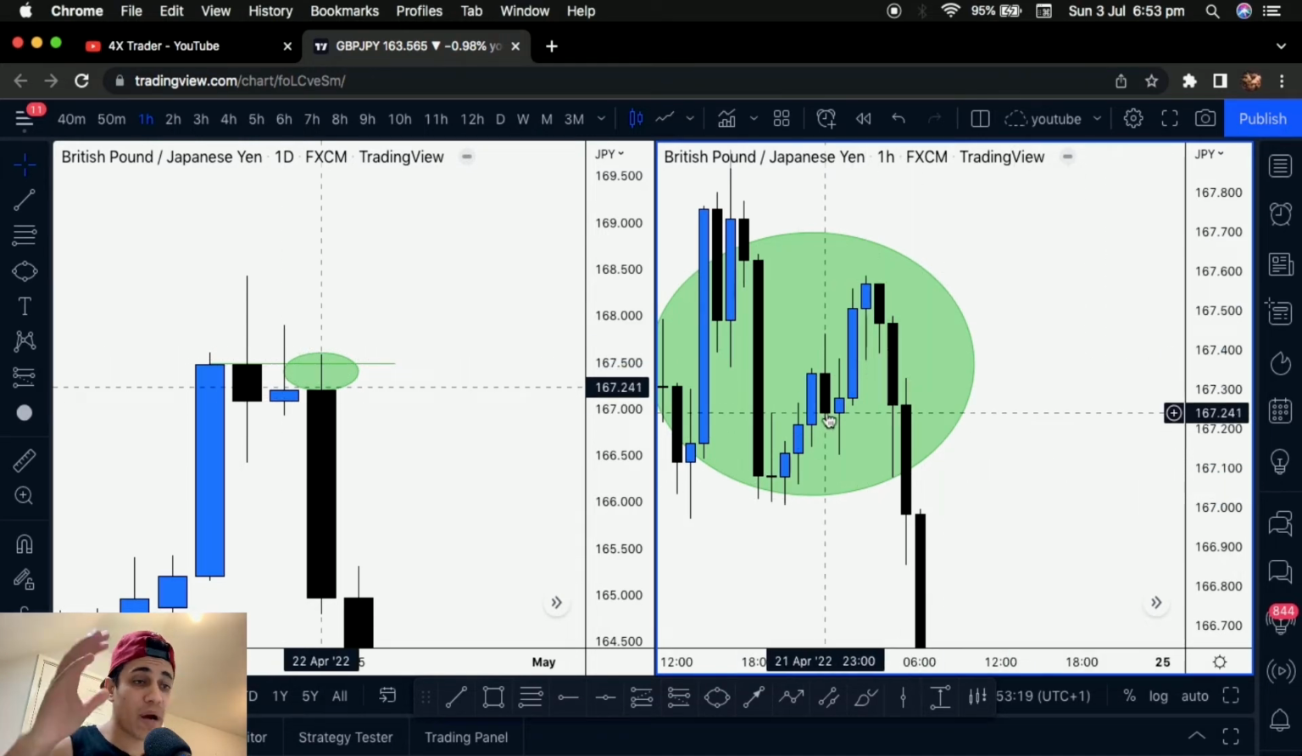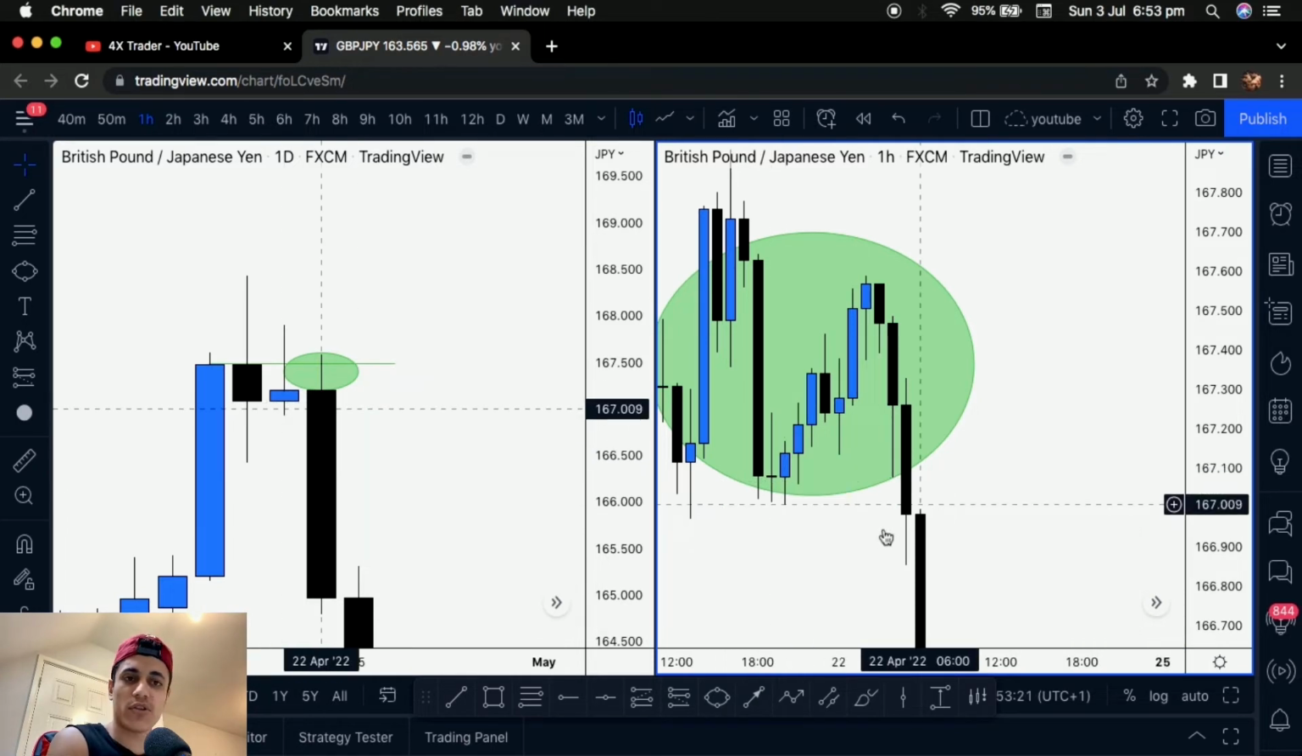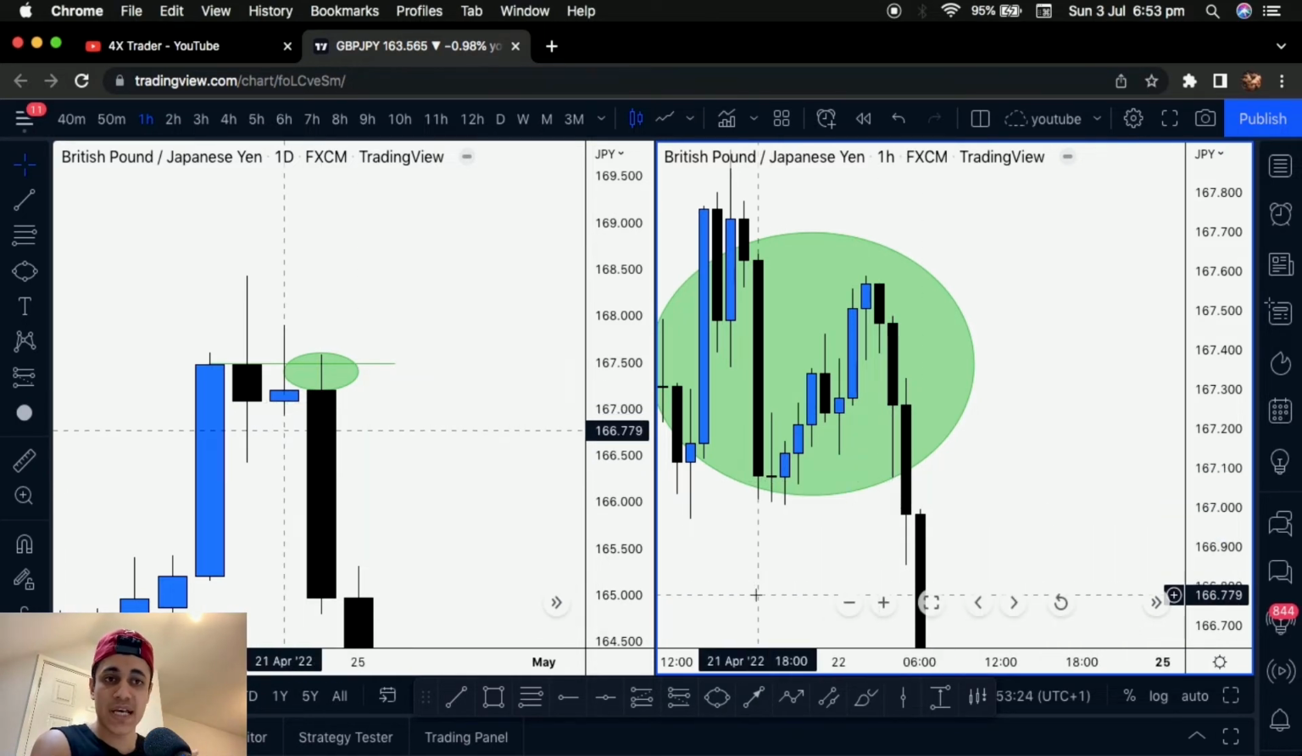If your bias is still sells from the daily, don't just jump into a buy on the 1 hour because you see it moving upwards. This is just creating a little wick on the daily for you to be able to catch the bigger move, right? We're here trying to catch a whole move. We're not trying to catch 2-3 pips. We're trying to catch hundreds of pips.